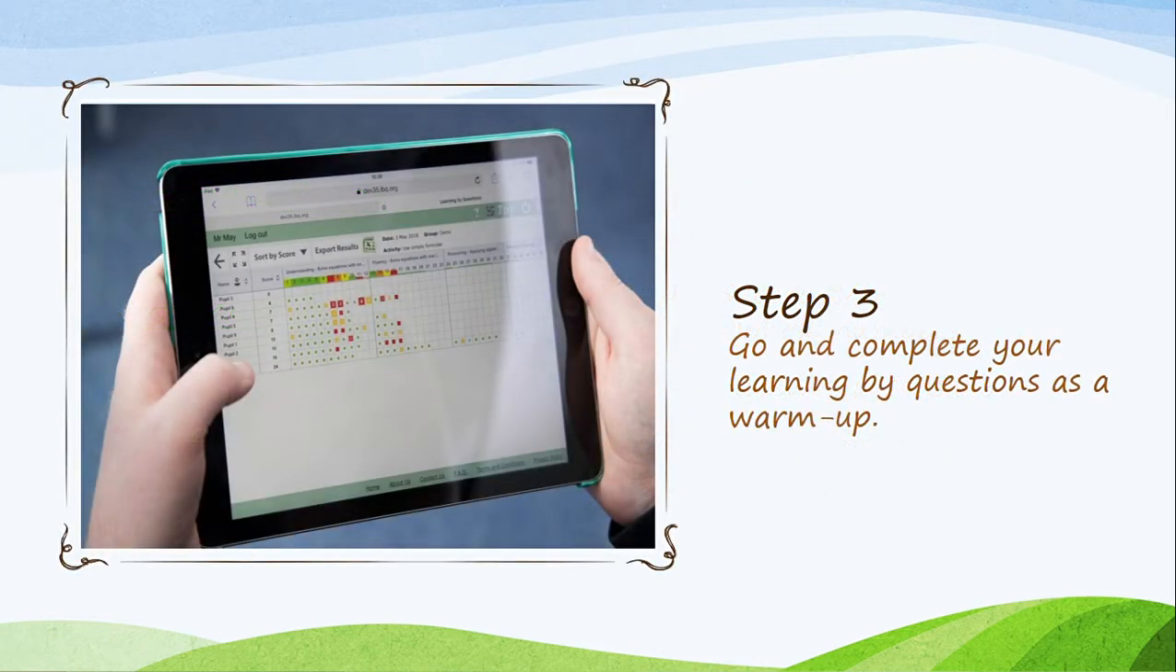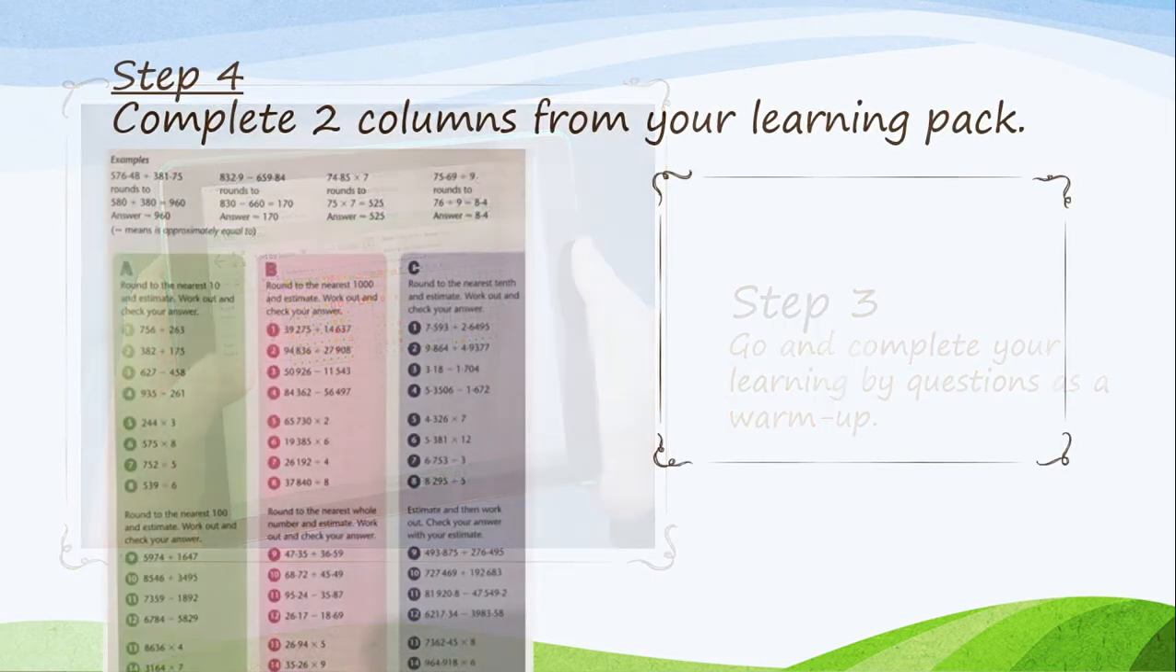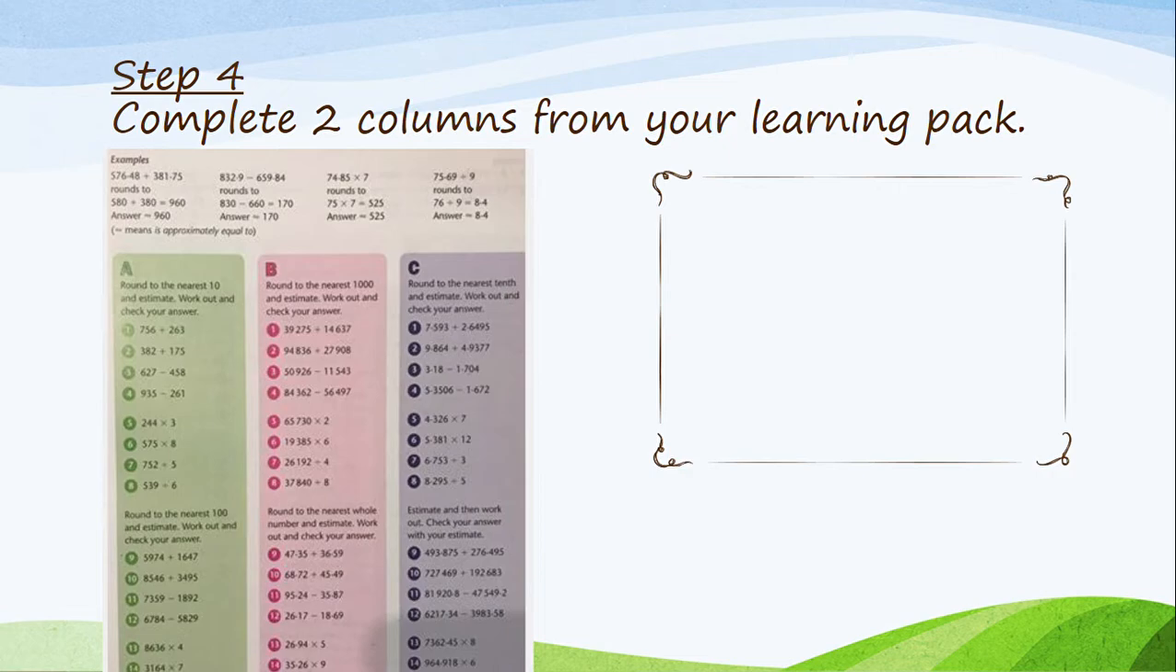Your next step today is I want you to go and complete your learning by questions as a warm-up and prove to me that you know exactly how to use estimation. And finally today, I want you to complete 2 of your columns from your learning packs, remembering that we first of all round up to the nearest whole number. Make sure you read the question though, because bronze here is asking us to round to the nearest 10. Silver is asking us to round to the nearest 1,000. And gold and platinum today are asking us to round to the nearest 10th. And these questions here, the platinum questions, are mixed.